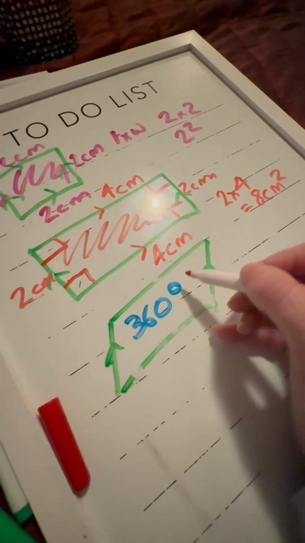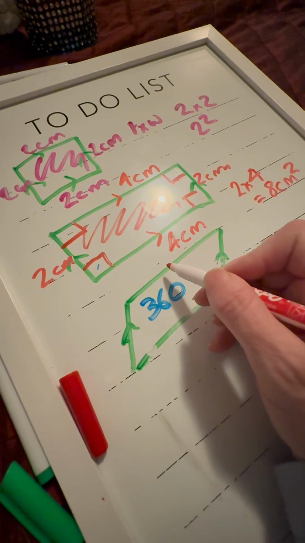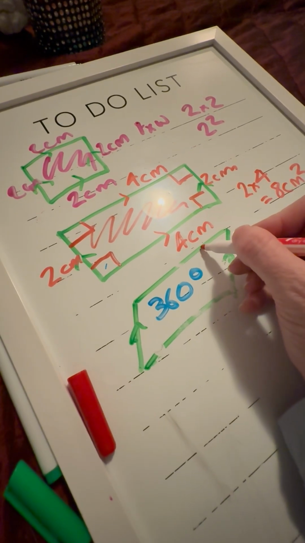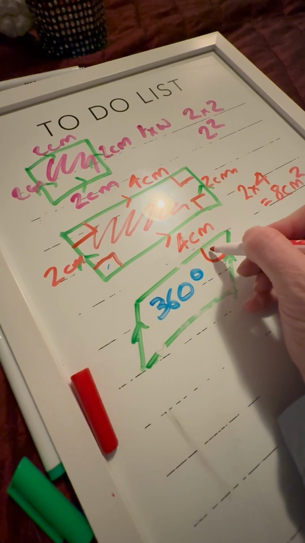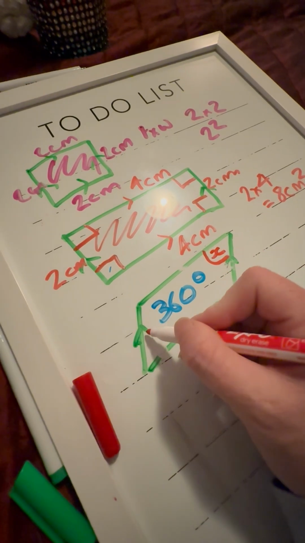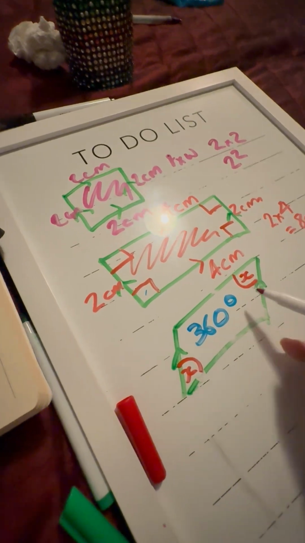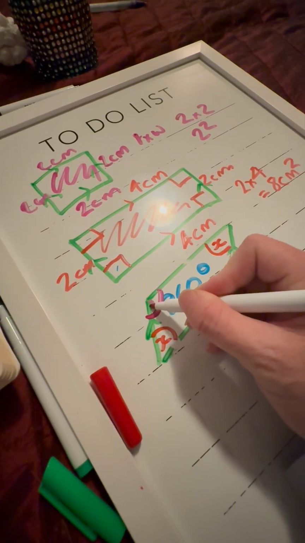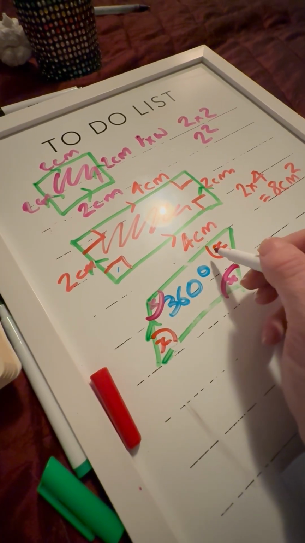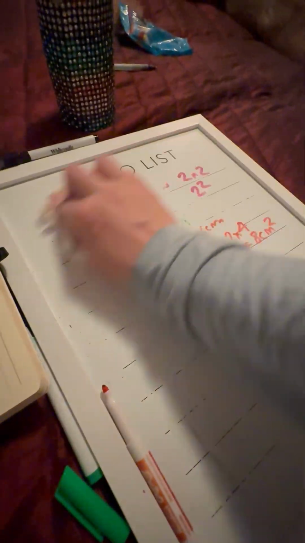But say in this one here, right? This side's always the same as that side, same as that side. So if you knew this angle here, it would be the same as this angle here. And if you knew this angle here, it would be the same as this angle here. And they would all add up to 360. All right, so that covers our four-sided shapes.